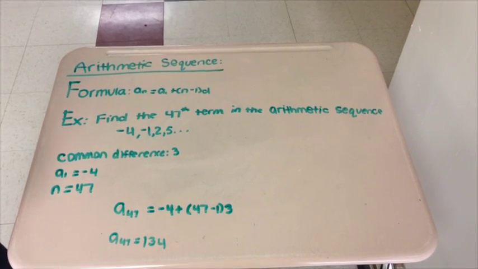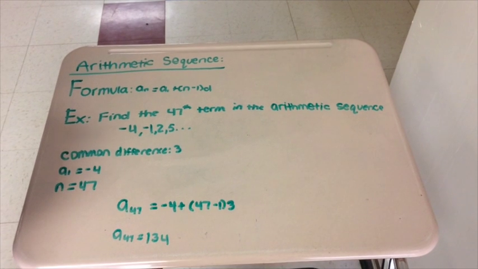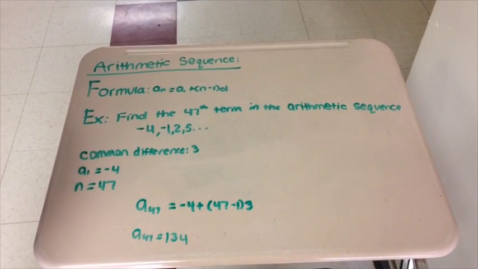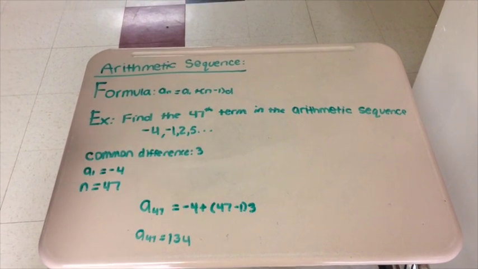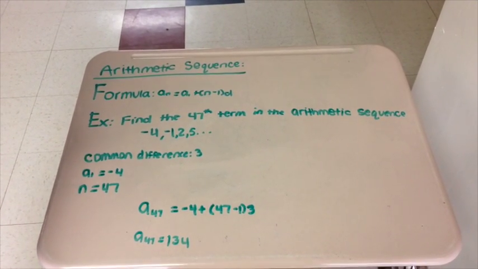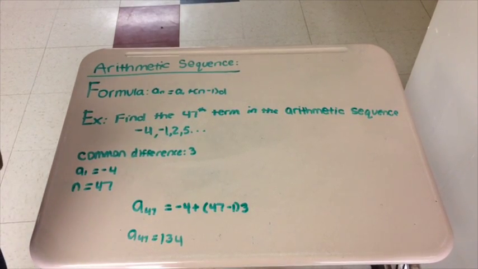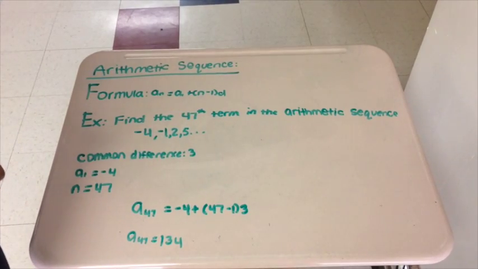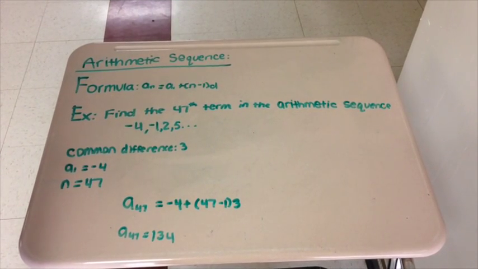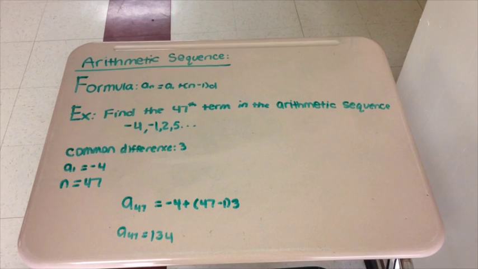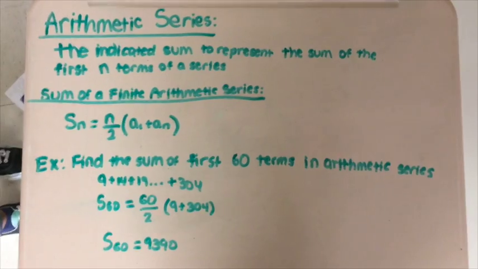An example is, find the 47th term in the arithmetic sequence, -4, -1, 2, 5, and onwards. So the common difference between these numbers is 3, and your initial term is -4, and your n is 47, which is the 47th term you're trying to find. So you plug it into the basic formula. A sub 47 is equal to -4 plus 47 minus 1 into 3, and your final answer is a sub 47 is equal to 134.